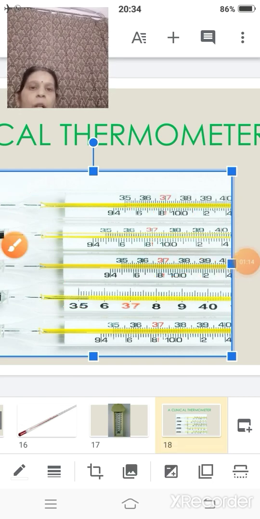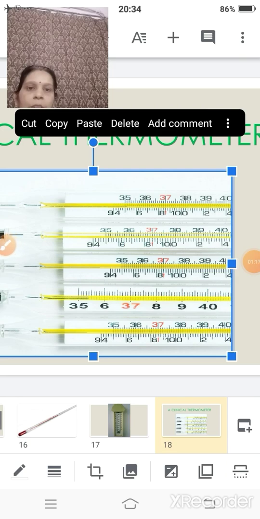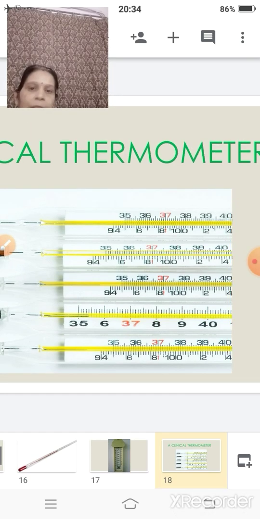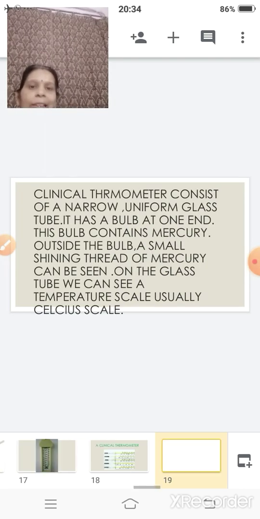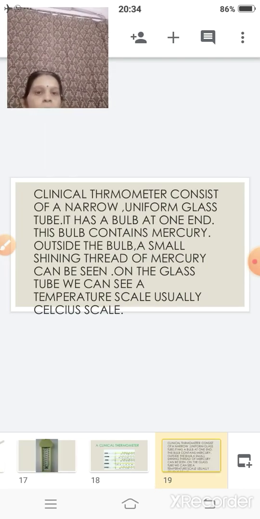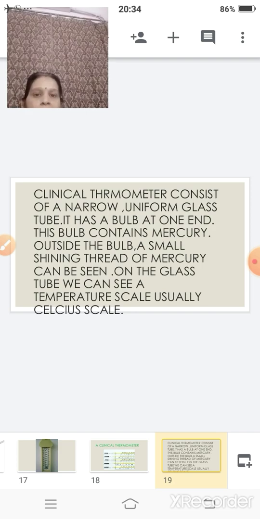When we are talking of a clinical thermometer, just now I showed you what a clinical thermometer is, and what the important things on a clinical thermometer are. A clinical thermometer consists of a narrow uniform glass tube.